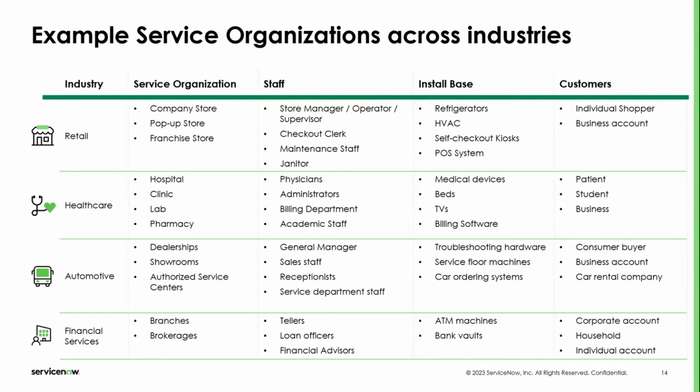Now you think automotive world, there are a lot of franchise third-party owned locations especially in this industry. You could be having something like an authorized service center, and then some of the install base items there might be machines, service floor machines that are used to service your cars. You take financial services with their branches and brokerages, they might be having ATM machines, and their staff are called loan officers and financial advisors. Now, service organizations support all these scenarios and all these industries out of the box.